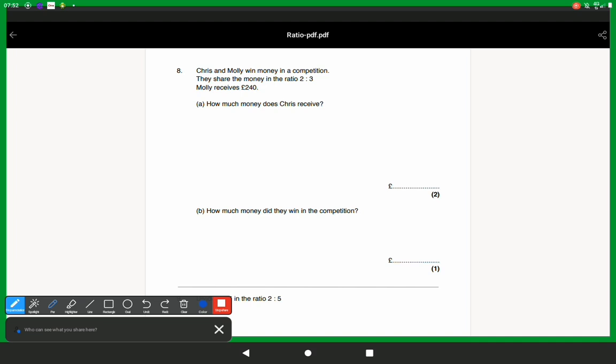Alright, first of all, we need to add the two ratios together. The total ratio will be 2 add 3. Now, do not forget that the first person they mentioned will have the first ratio. So, Chris will have ratio 2 and Molly will have ratio 3. Their total ratio will be 5.